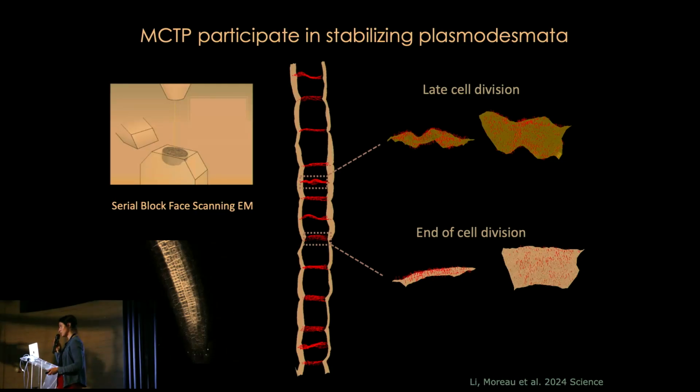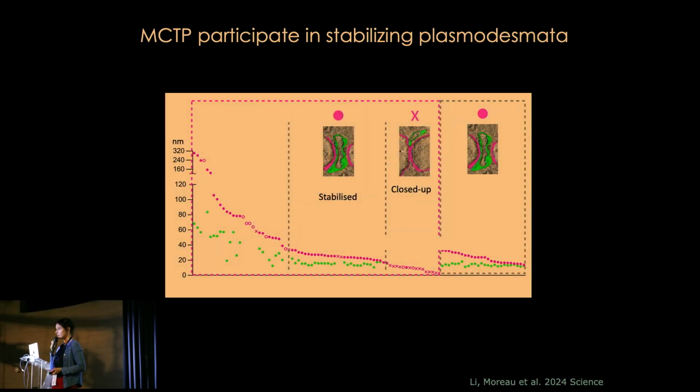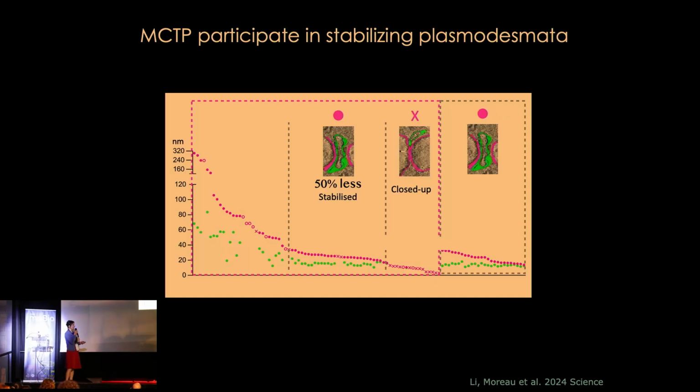And so we counted plasmodesmata in the loss of function mutant. And what we found is that we have about 50% less plasmodesmata with continuous ER at this stage, which ends up with about 50% less stabilized plasmodesmata.